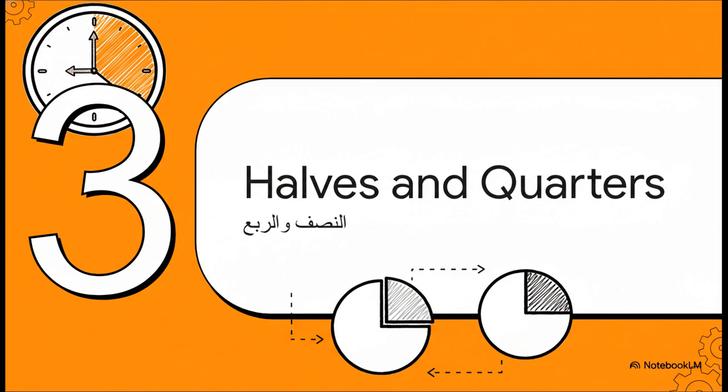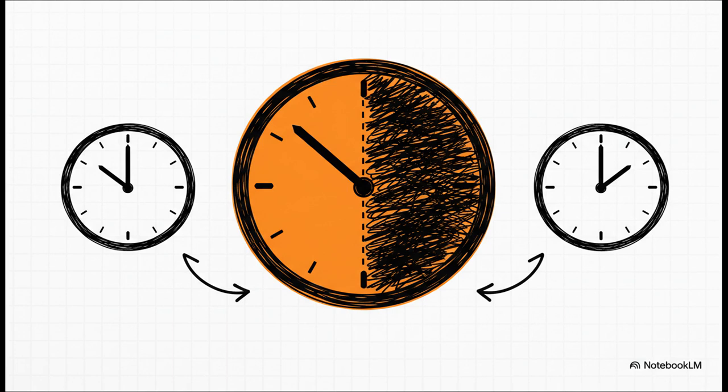Now, let's build on that and tackle the most common chunks of time you'll hear, halves and quarters. All right, so when that minute hand has traveled halfway around the clock and is pointing down at the 6, that's 30 minutes. We call this half past. So 6:30, that's simply, it's half past 6. And 2:30, you got it. It's half past 2. It's just like saying half an hour has passed since 2.